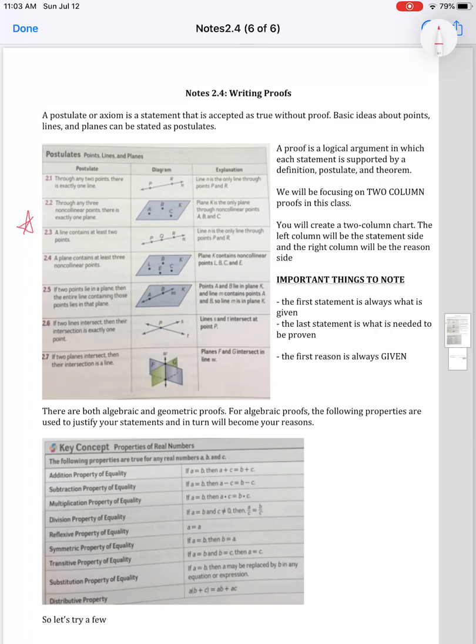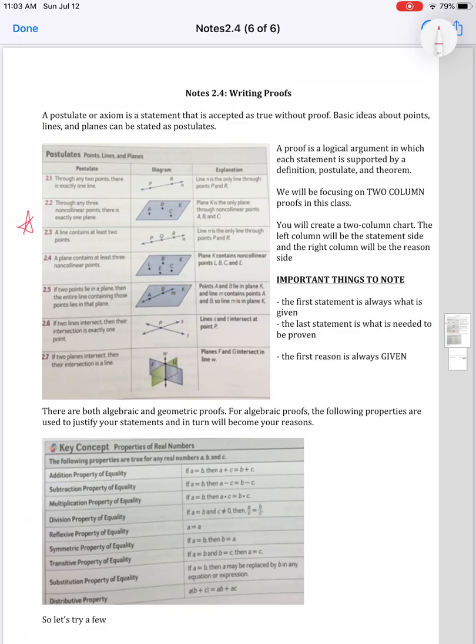So there are some important things we need to keep in mind. The first statement is always what's given, and that will always be written down for you. You just need to copy it. And the last statement is always what you have to prove. And then on the flip side, on the reason side, you're going to write the word given for the first one. And again, this is brand new to you.